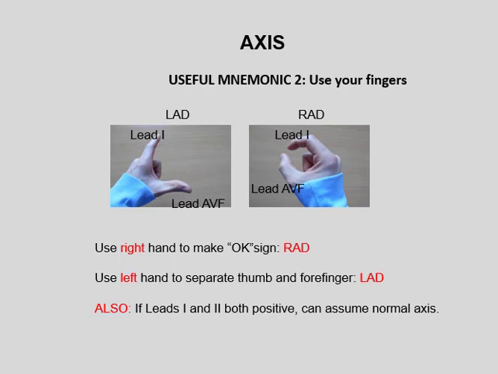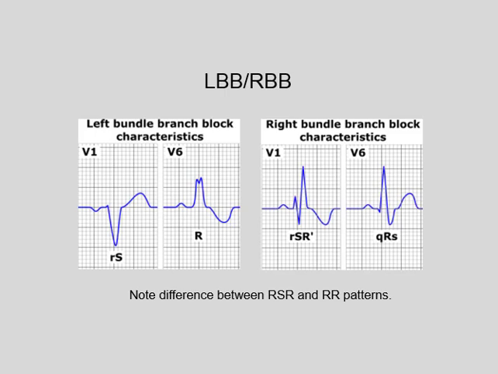In terms of axis deviation, use your fingers. It'll simplify your life considerably. Right axis deviation with your right hand, fingers together. Left axis deviation with your left hand, fingers apart, representing leads 1 and AVF. Very simple, straightforward. Remember, if leads 1 and 2 are both positive, you have a normal axis.